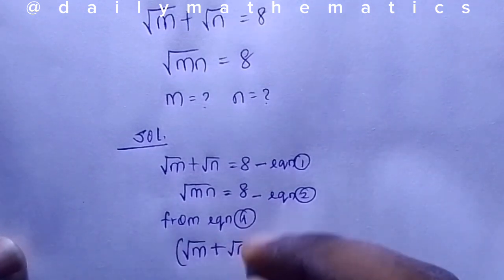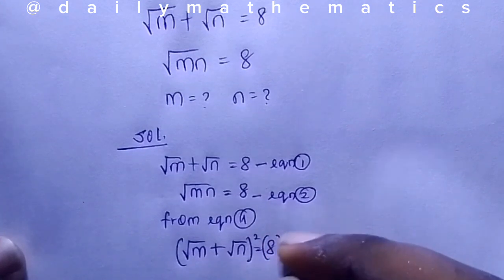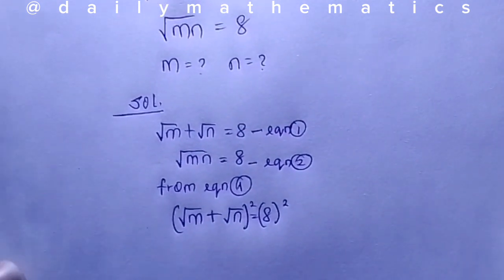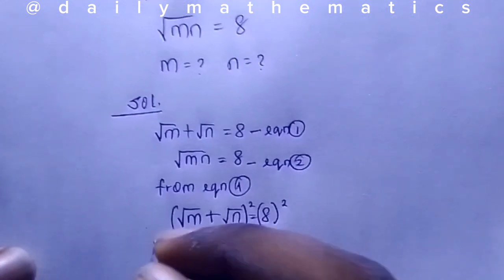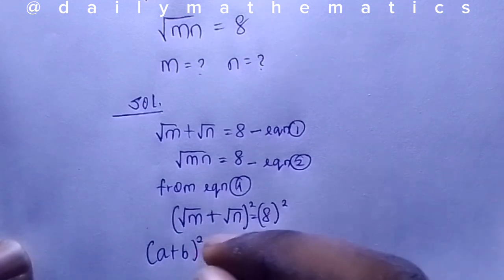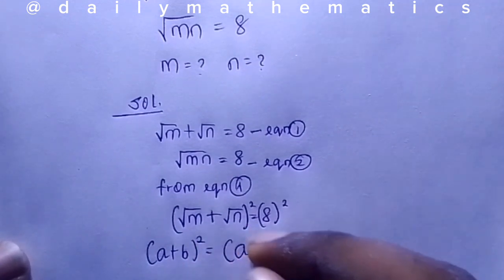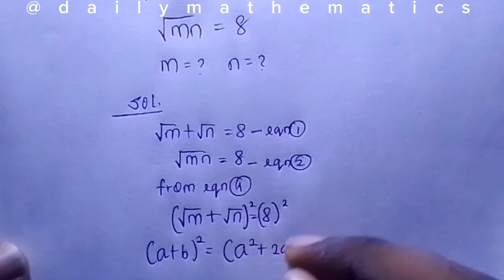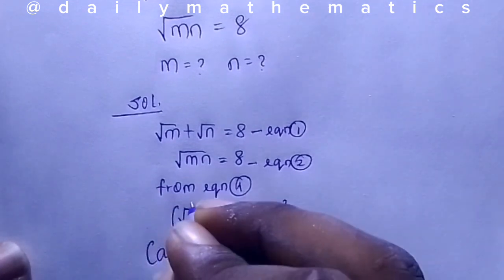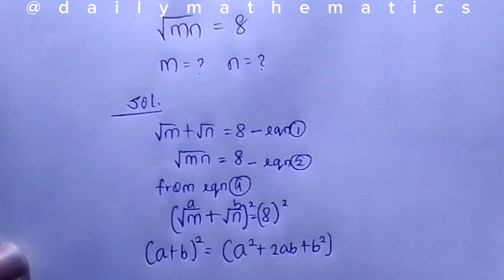From here we'll square both sides. That's the approach we are taking in equation 1. When we square both sides, this is like having (a + b) squared, which gives us a squared plus 2ab plus b squared. So assume this is a and this is b. What will it give us?